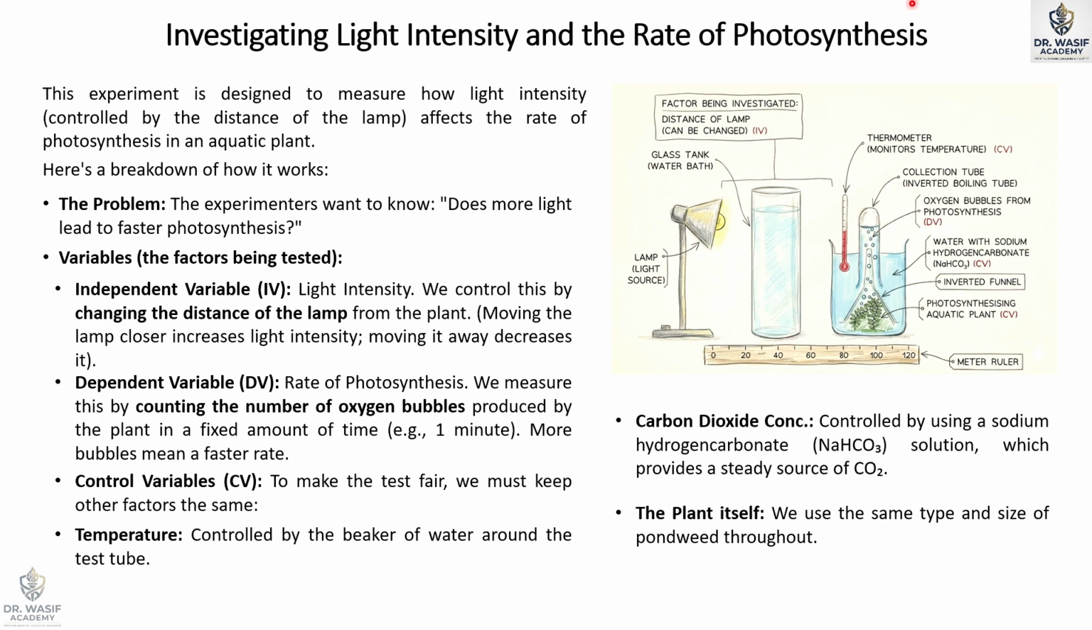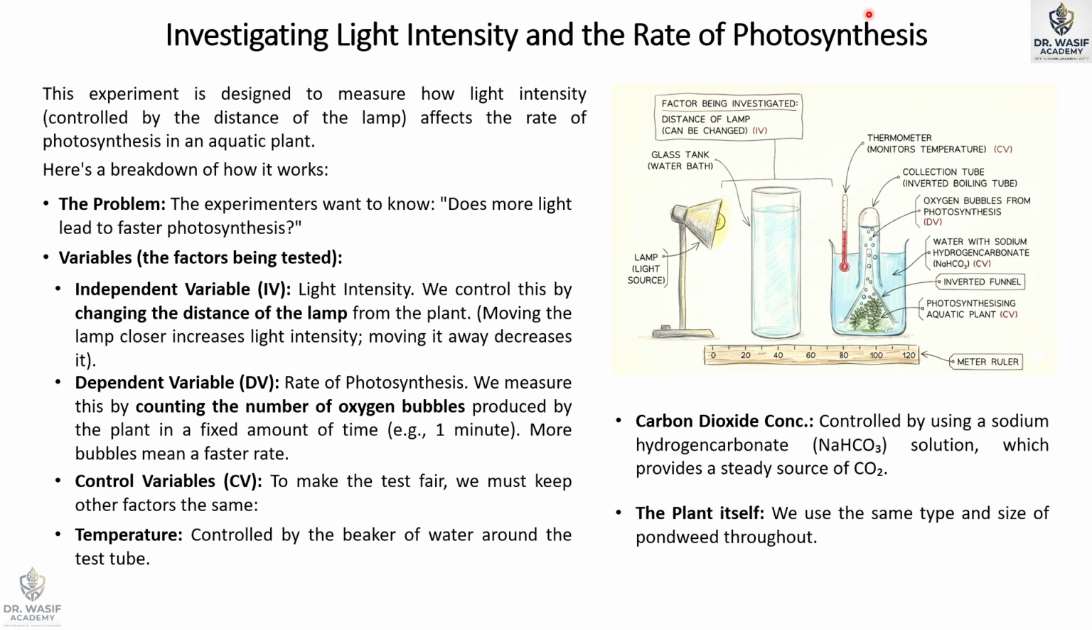So we add a bit of sodium hydrogen carbonate to the water. This will ensure the plant has a steady, unlimited supply of carbon dioxide, so that it does not become a limiting factor. So in that case, we shall keep carbon dioxide as a constant factor.